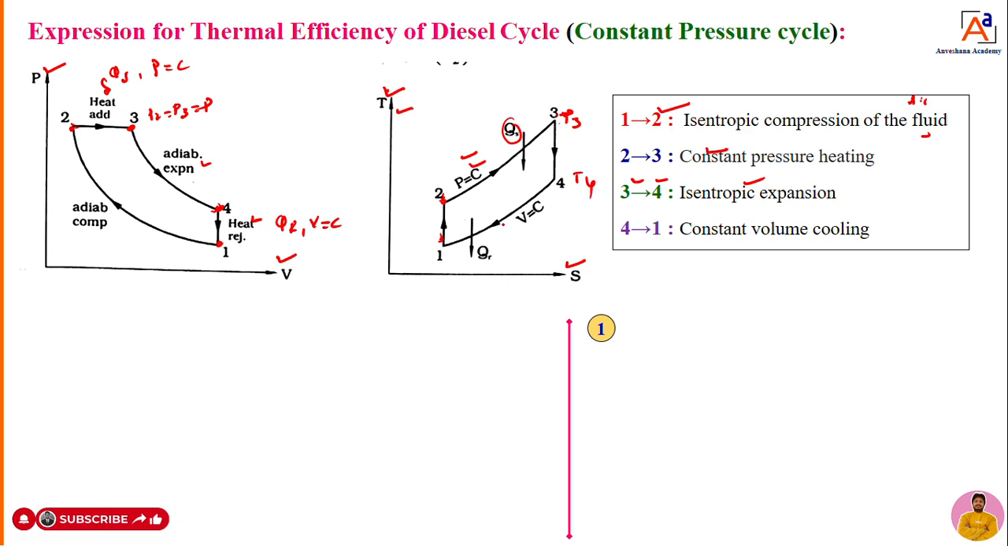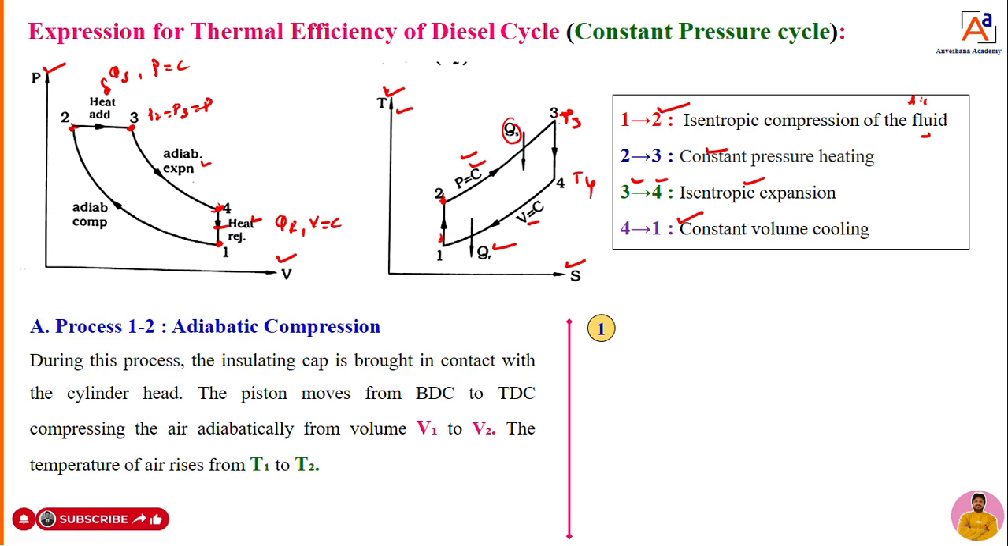Next, process 4 to 1, heat is getting rejected. Again, at what? At constant volume. So heat is getting rejected at constant volume. That heat rejection is represented as QR, that too at process 4 to 1. Again, what? Constant volume process. Hence 4 to 1 is constant volume cooling, or heat rejection we can say, dear students.